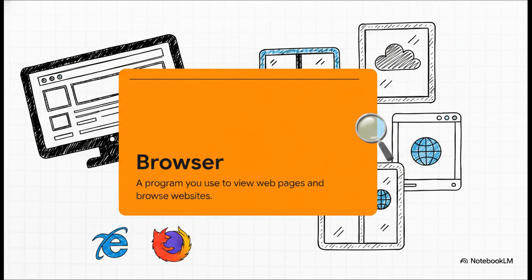Next up is browser. A browser is nothing more than a program you open on your computer to view web pages. Think of it as the digital glass window you look through to see the internet. Programs like Internet Explorer or Mozilla Firefox, they're really just different brands of windows you can use to browse websites.